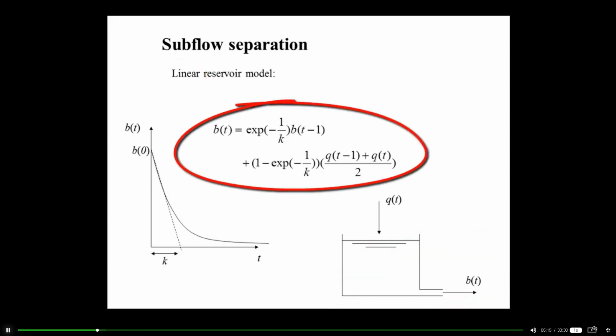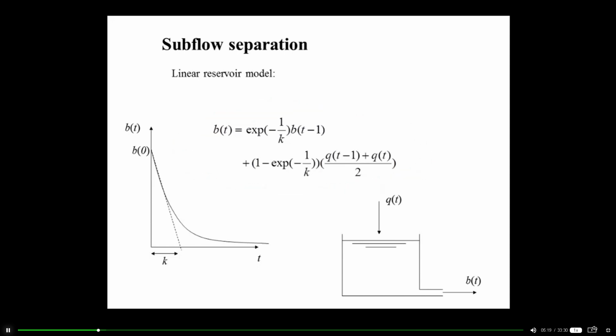And this is the equation that can be applied to simulate such a model. So at each time step, the outflow from the reservoir, Bt, at a certain time step t, is calculated based on the outflow from the previous time step, Bt minus 1, and based on the inflow, the Q, at the previous time step, t minus 1, and at the current time step, t. So we just take the average of the inflow during one time step from t minus 1 up to t.